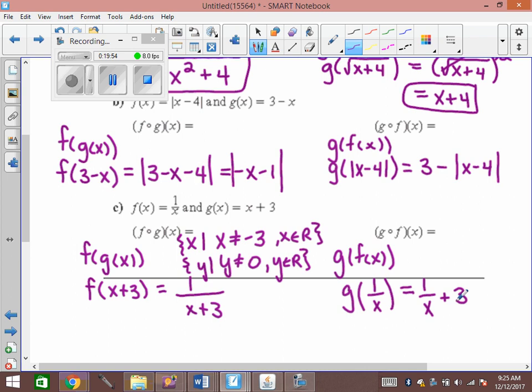So this one would be x can't equal 0 and y can't equal 3, because it's in that other form, right? This would be your vertical translation, which changes your asymptote.